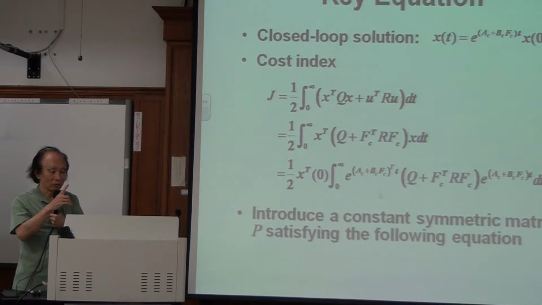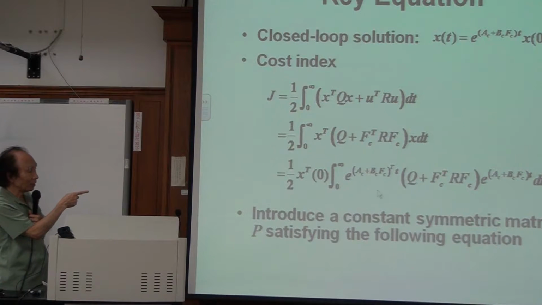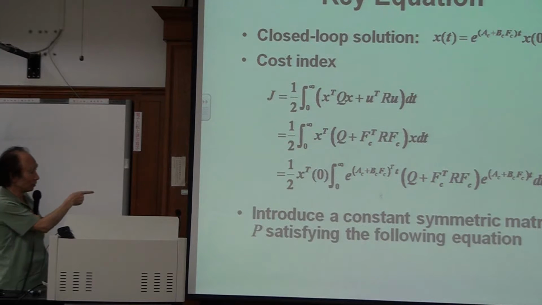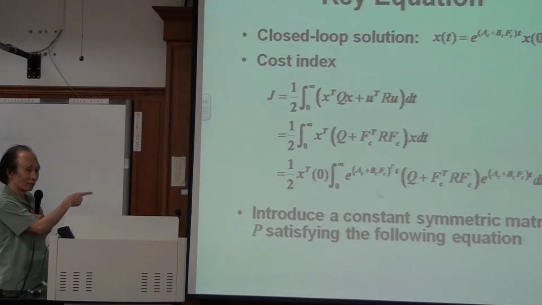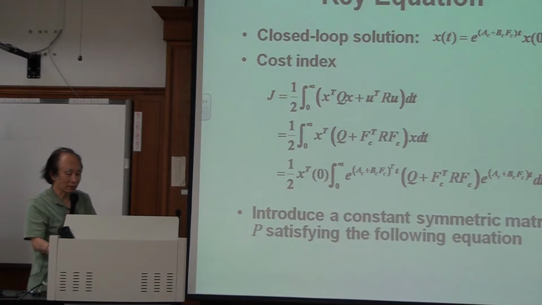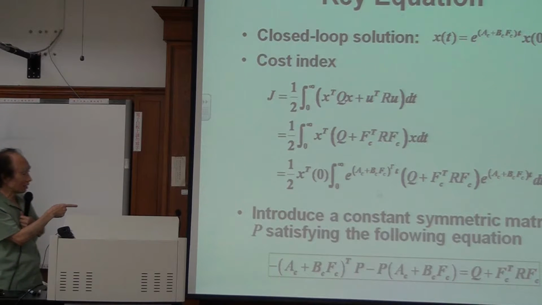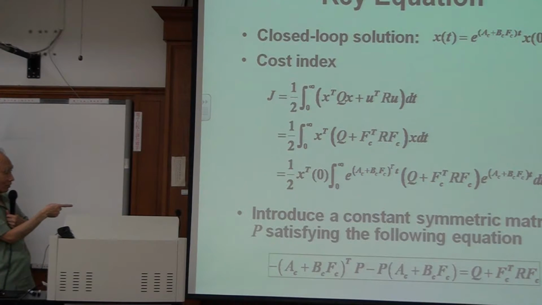Now let us introduce a matrix called P. This is the matrix you really get from your optimal control. Now, if I have a P that satisfies this, that's my P satisfying that. Look at this. It's quite complicated.